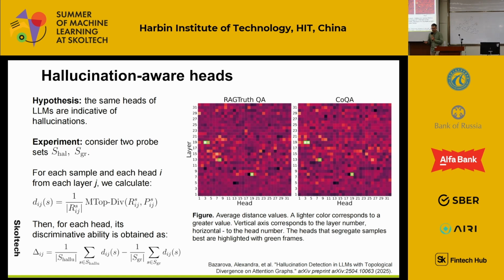And also, what is interesting, the first thing we found out is that for different datasets, the heads that correspond to hallucinations are the same. So we have the same six heads that have the biggest differences between distances for normal factual responses and hallucinated responses. And it means that we can use them as indicators of hallucination, and this knowledge is shared across many datasets.